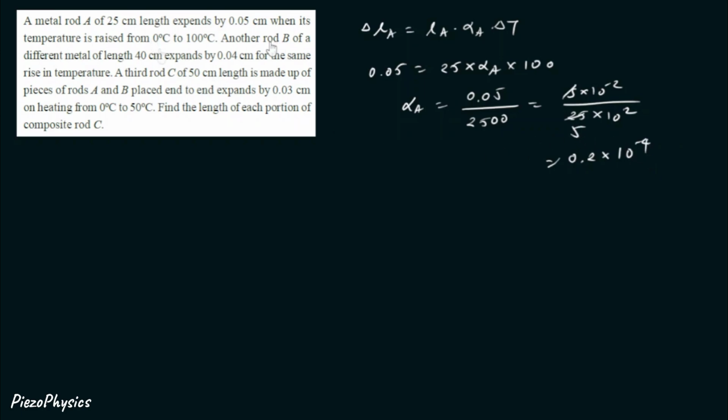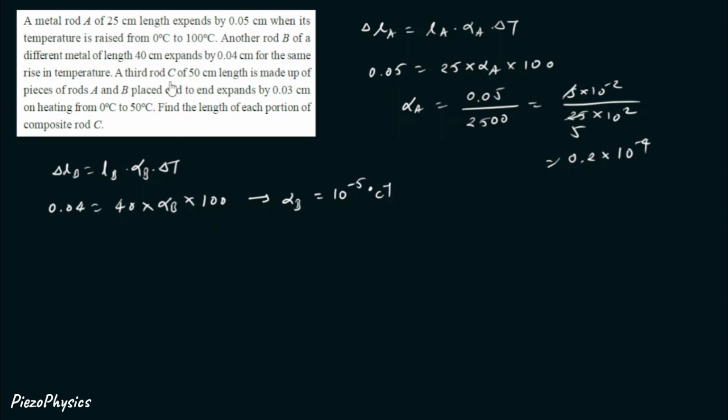Right? Another rod B of different length, 40 centimeter, expands by 0.04 centimeter for the same rise in temperature. So we can write delta LB equals LB into alpha B into delta T. Delta LB we do have 0.04 centimeter, LB we do have 40 centimeter, alpha B we don't know, delta T is 100, right? So alpha B will be equal to, directly I am writing it, 10 power minus 5 per degree Celsius, right?